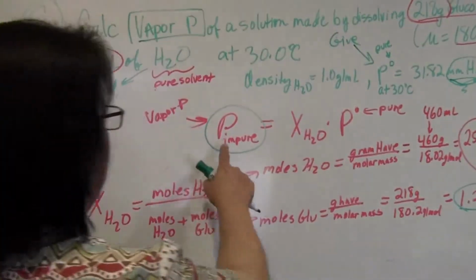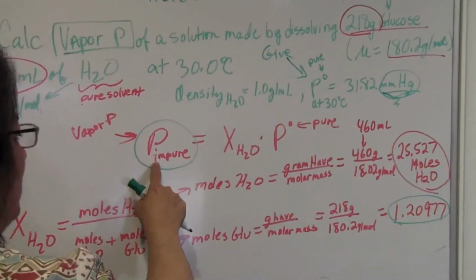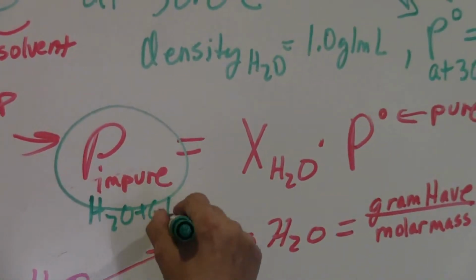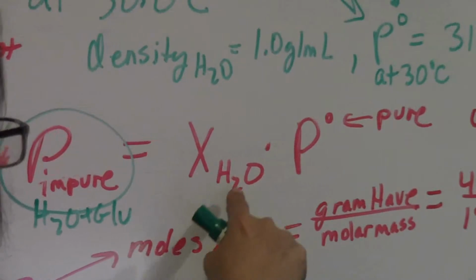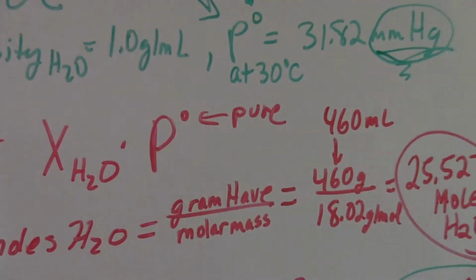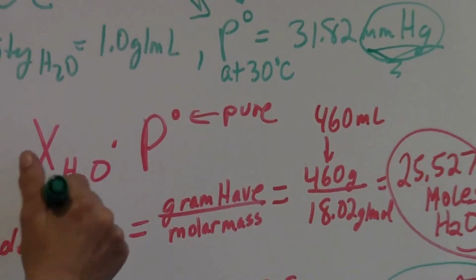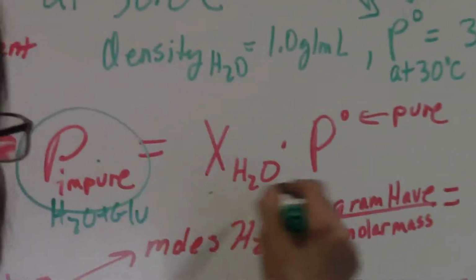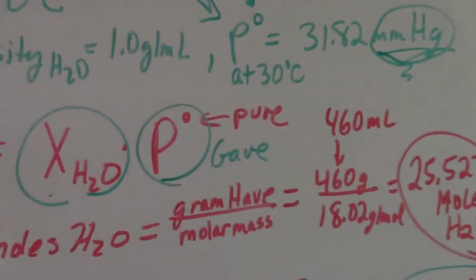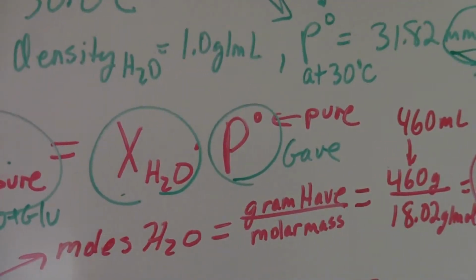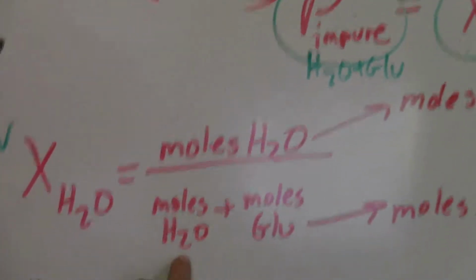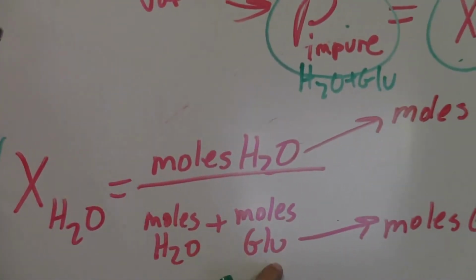Let's go. Here's the formula. The vapor pressure of the impure water plus glucose is equal to the mole fraction of water, not solute, times the vapor pressure of the pure. So first we need to find this. They gave us this. We have to solve for the mole fraction of water. So that's going to be moles of water, not solute, over moles of water plus moles of glucose.